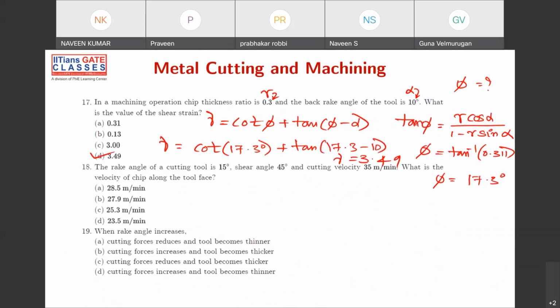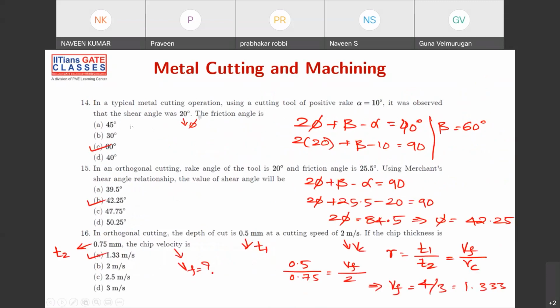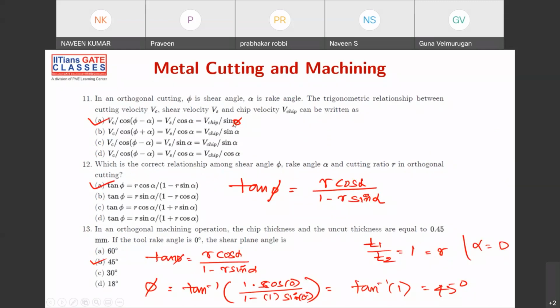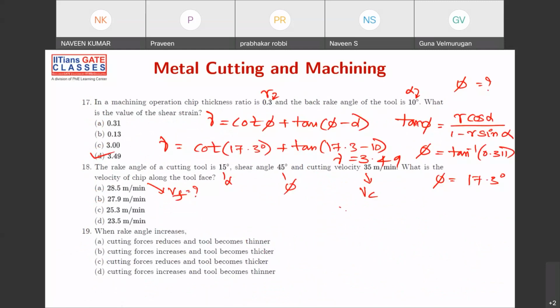Okay. Now tell me this answer. What is given? Rake angle is given, alpha. What is this? Shear angle phi. What is this? Cutting velocity Vc. What is being asked? Chip velocity Vf. Alpha, phi, Vc are given, so relate Vc and V chip. Vc by cos phi minus alpha is equal to V chip by sin phi. Relate those two.